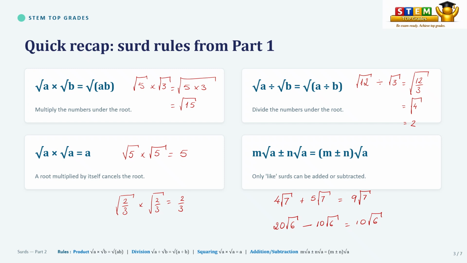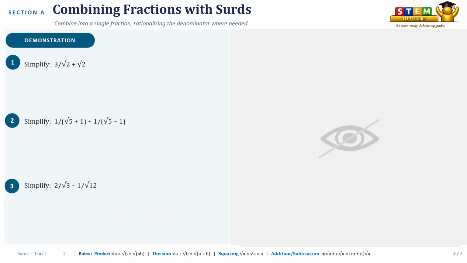And now we're going to move on to section 1, which is about combining fractions with surds. So let us see how that works. Now, the first question is to simplify a fraction plus another surd. Let's see how it goes.